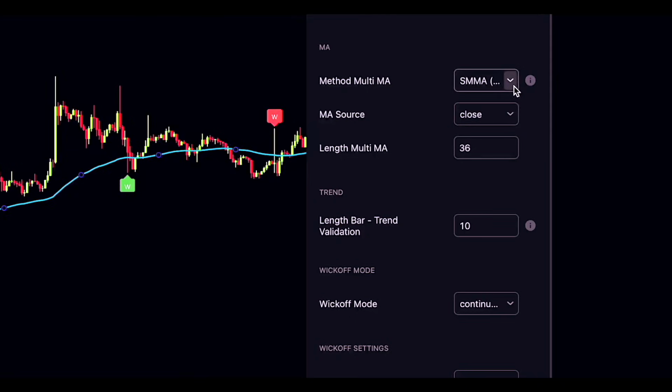I leave the source on default. As for length, remember, the larger the number, the slower the moving average reacts. For testing, I found that a setting of 100 works very well.